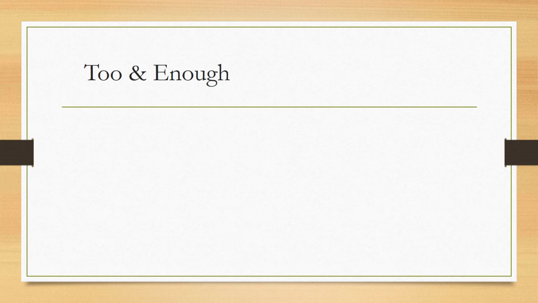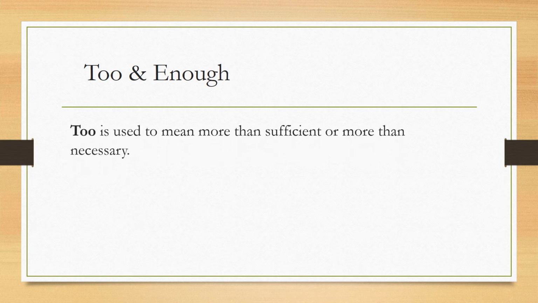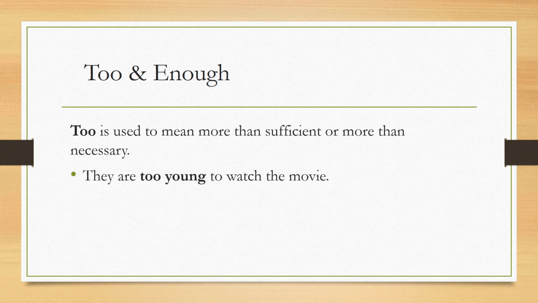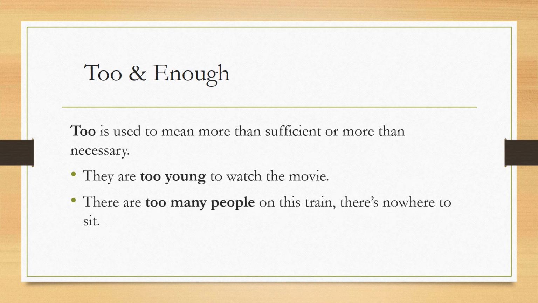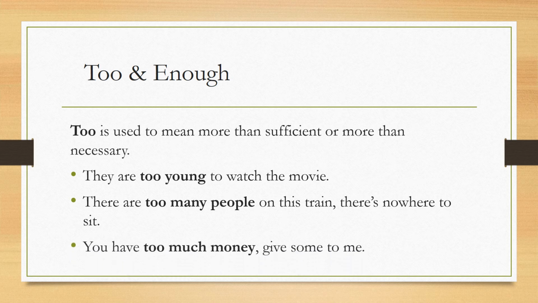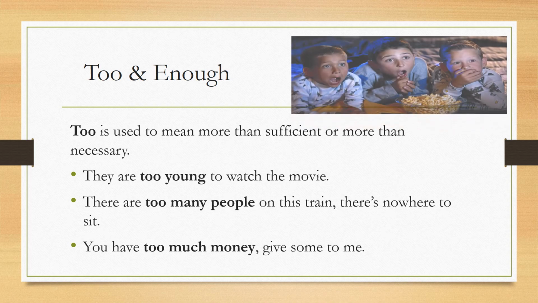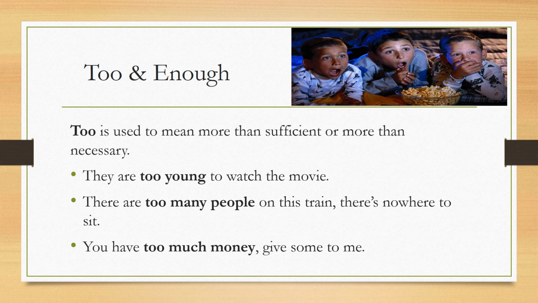Now, for a change of grammar, we're going to study too and enough. Too is used to mean more than sufficient or more than necessary. They are too young to watch the movie. There are too many people on this train. There's nowhere to sit. You have too much money, give some to me. Those are the examples of too. Remember, too means more than sufficient.